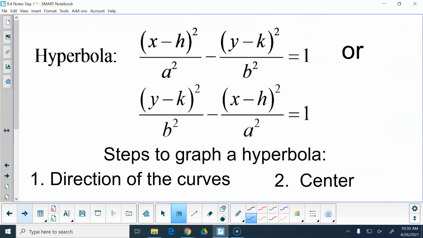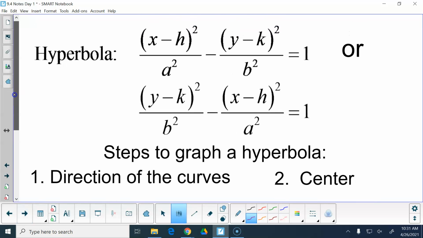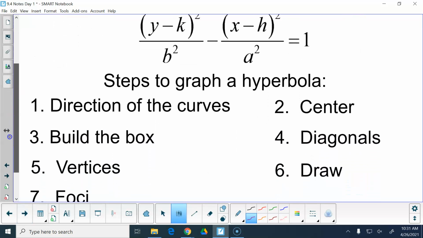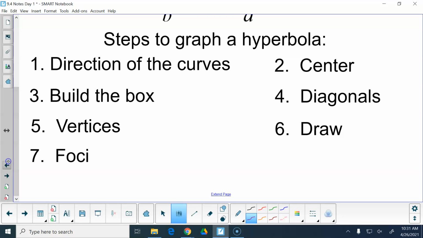And that is it. Okay? So hyperbola, there's our equations again. You have those written down. The steps, just written out. First, find the direction. Then find the center. Build your box. Find your diagonals and draw them in. Find your vertices. Draw it in. Find your foci. Questions, comments, concerns, clarifications?